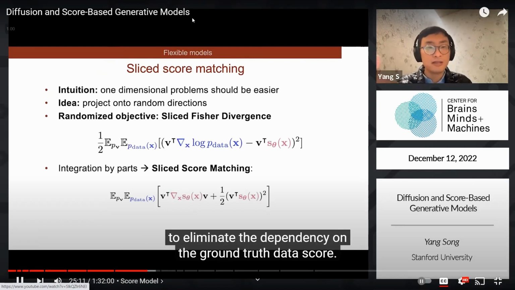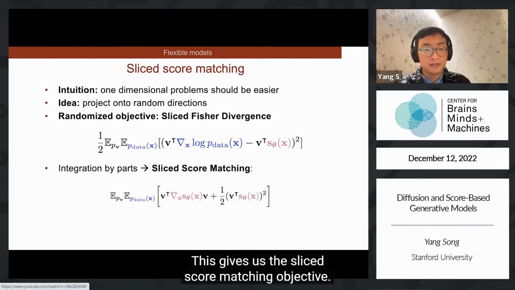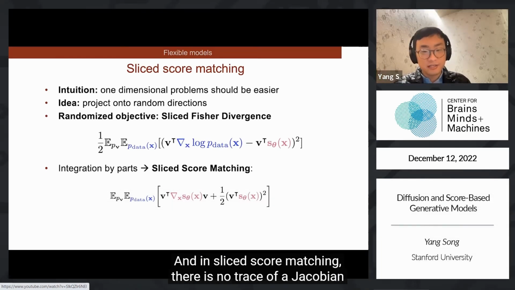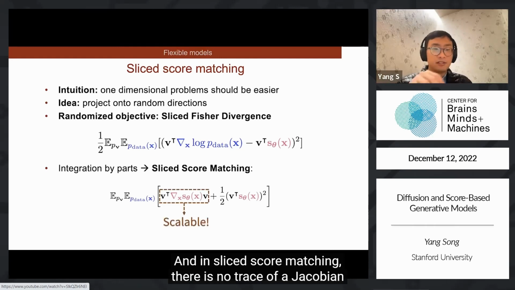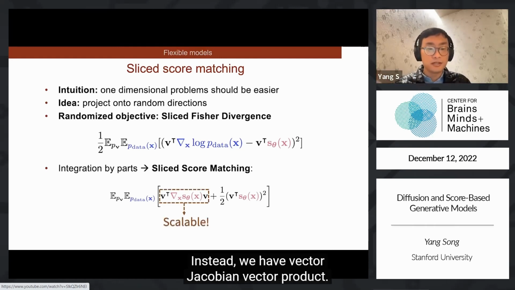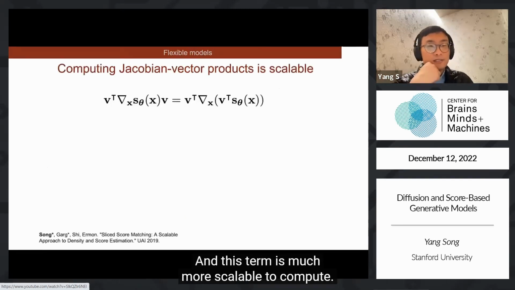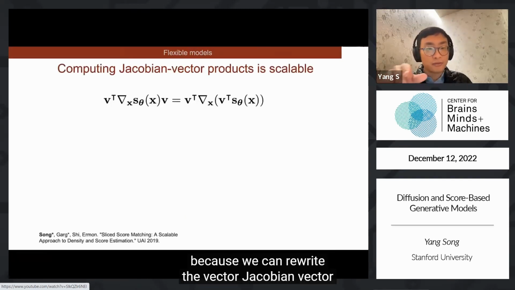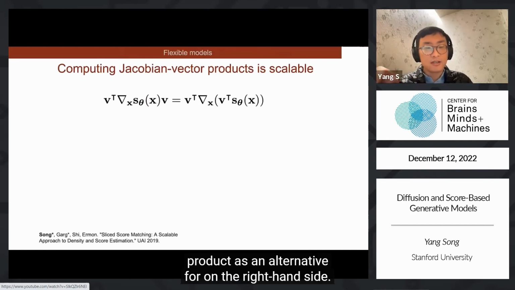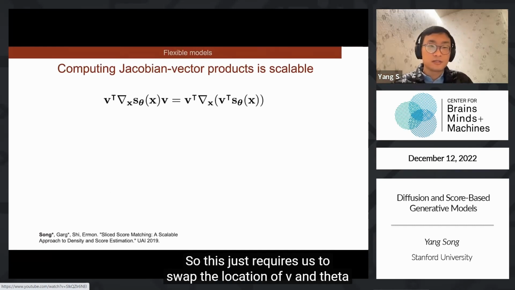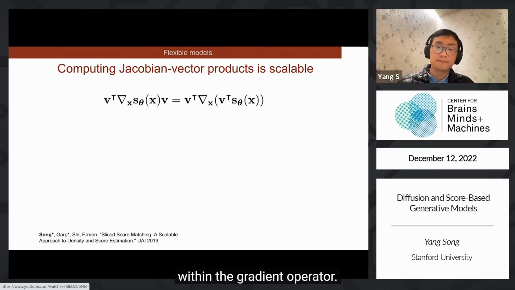Integration by parts to eliminate the dependency on the ground truth data score. This gives us the sliced score matching objective. And in sliced score matching, there is no trace of a Jacobian anymore. Instead, we have a vector-Jacobian-vector product, and this term is much more scalable to compute. This is actually not hard to see, because we can rewrite the vector-Jacobian-vector product as an alternative form on the right-hand side. This just requires swapping the location of v and s_theta within the gradient operator.